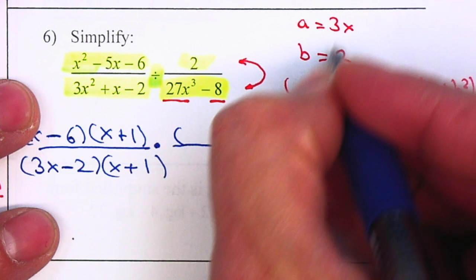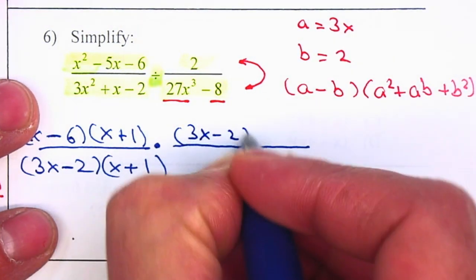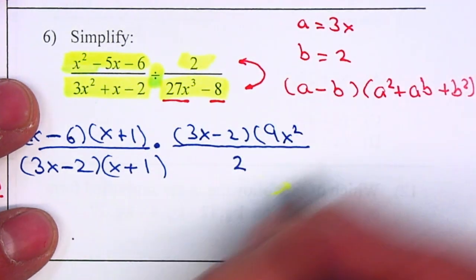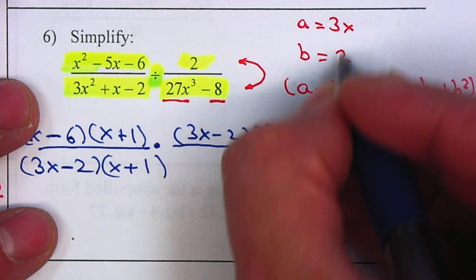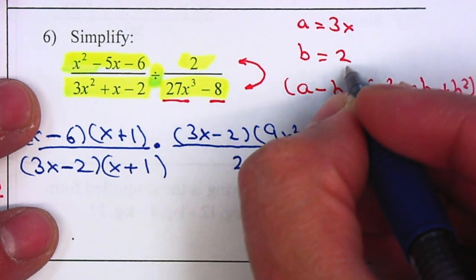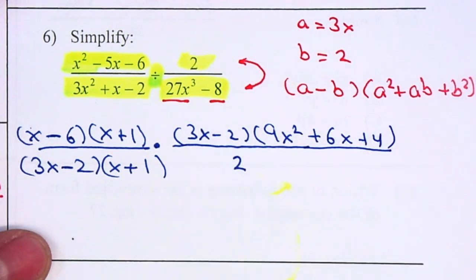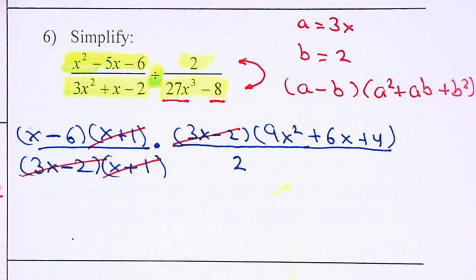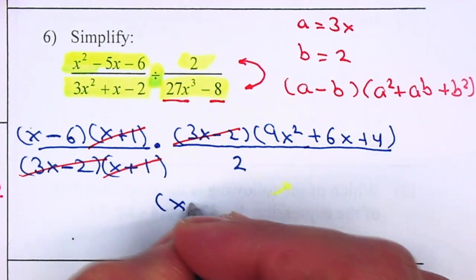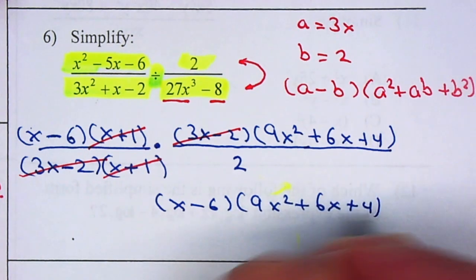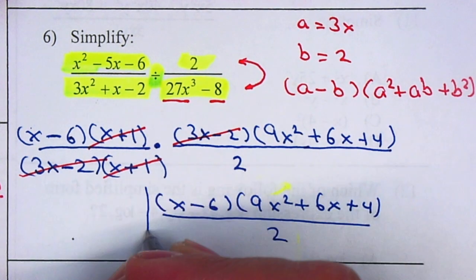So I have a minus b be 3x minus 2. A squared will be 3x times 3x, which gives me 9x squared. ab will be 3x times 2, which gives me positive 6x. The last one is b squared, so 2 times 2 gives me 4. Now I can see what cancels. Let's see, x plus 1 cancels, 3x minus 2 cancels. So I just have my x minus 6, and we have 9x squared plus 6x plus 4 over 2.